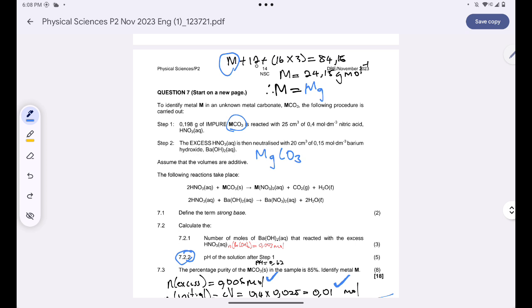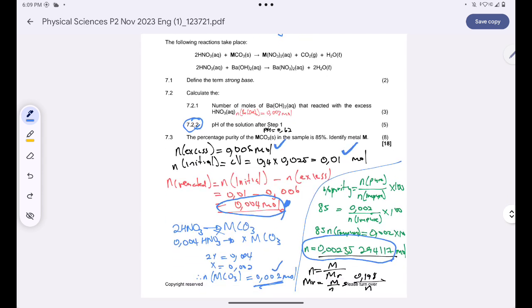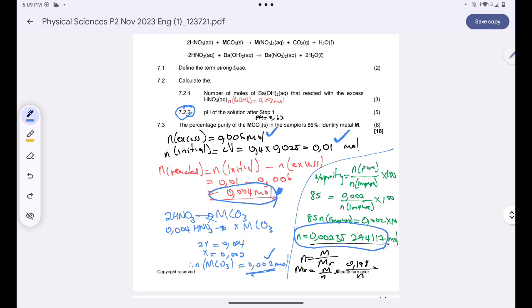So I know that the molar mass for carbon is 12, for oxygen is 16, but I have 3 of the oxygen. So I added the two, and then I found out the molar mass for M is 24.15. Then I went to my periodic table and checked which element has a molar mass which is closer to 24.15. I found out that magnesium is the one which is closer to 24.15 grams per mole. That's how, guys, you would have calculated or identified metal M.